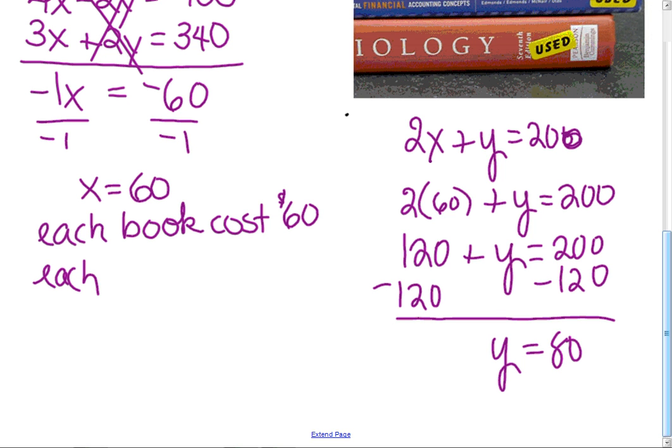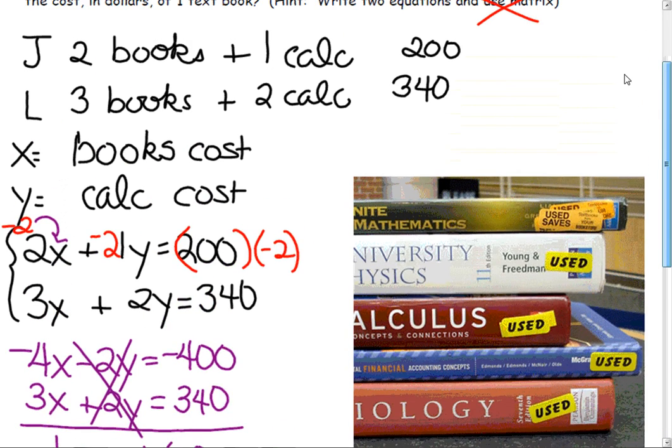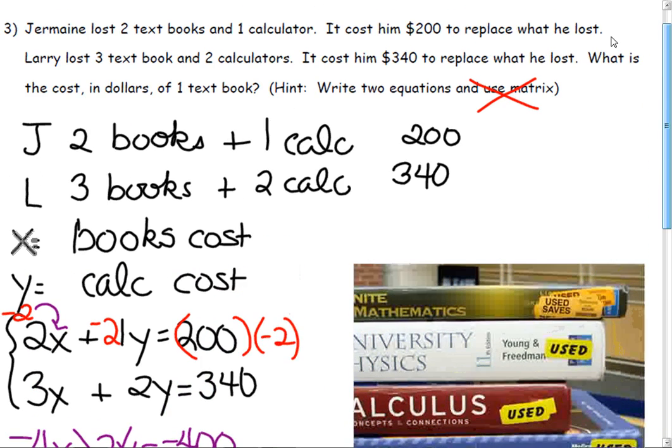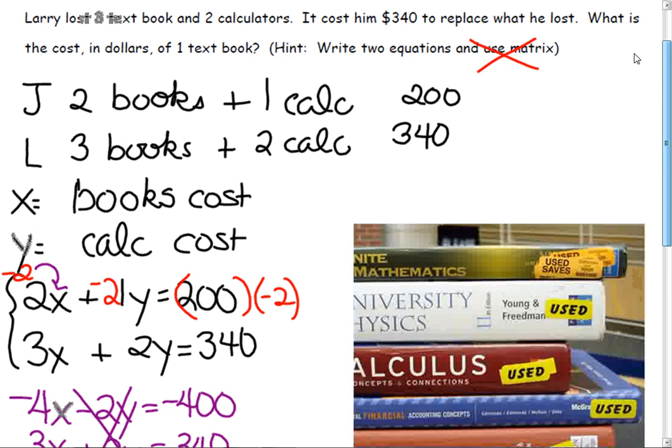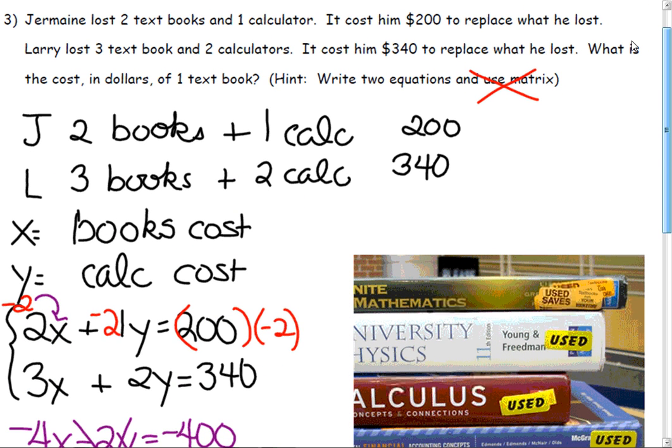No, it asks what the cost of each book was. Yeah, but the cost for one is what the question is, I think. It could have asked what did it cost him for his books. Yeah, so was it Jermaine? He lost 2 books. It was $120 in books. But it just asks what's the cost for one textbook.